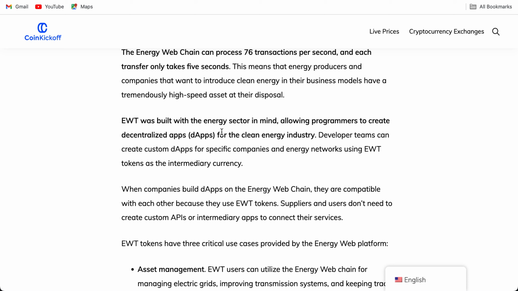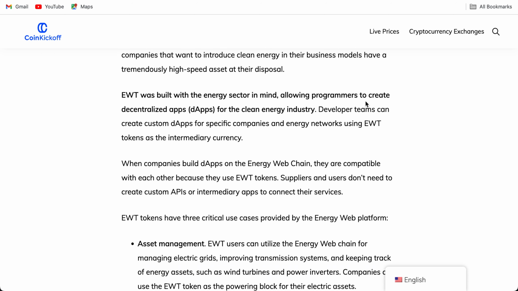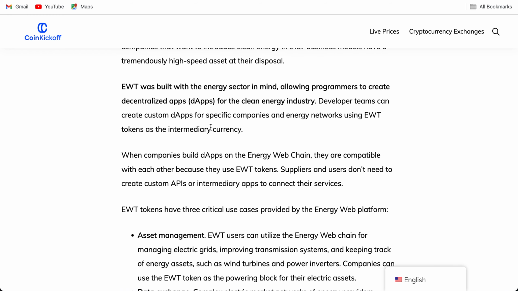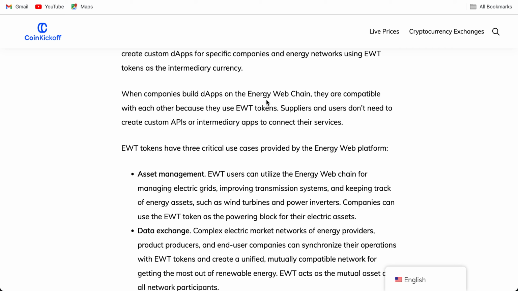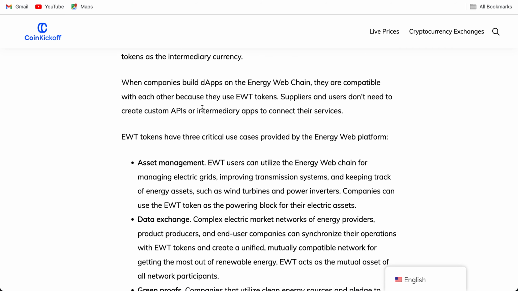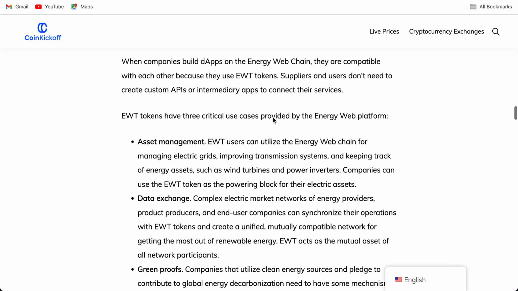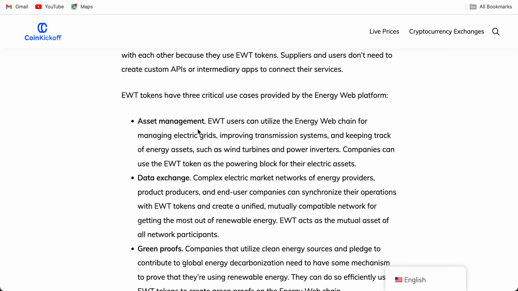EWT was built with the energy sector in mind, allowing programmers to create decentralized apps, DApps, for the clean energy industry. Developer teams can create custom DApps for specific companies and energy networks using EWT tokens as the intermediary currency. So there can be DApps made for the clean energy industry, keeping renewable energy and climate change in the backdrop. When companies build DApps on the Energy Web Chain, they are compatible with each other because they use EWT tokens. Suppliers and users don't need to create custom APIs or intermediary apps to connect their services.